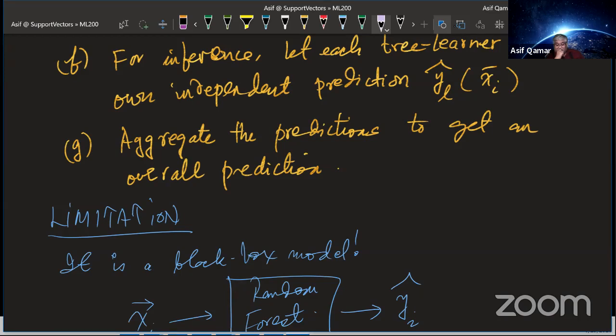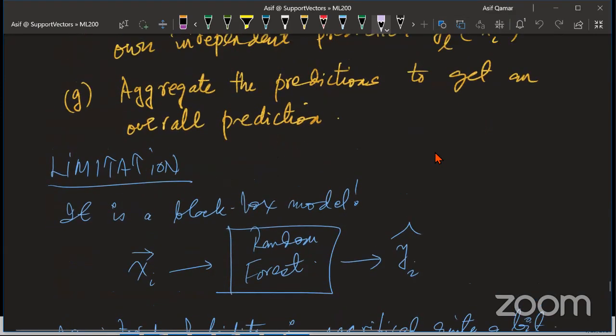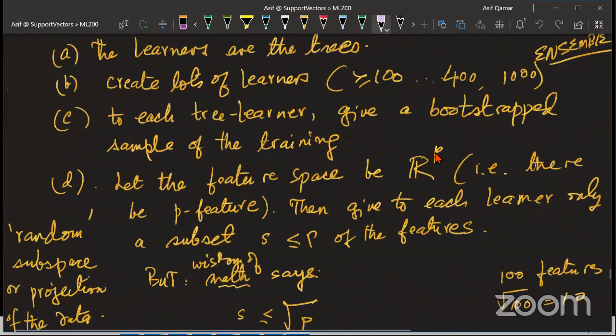I see. So here in random forest, when we say ensemble, it means an ensemble of weak learners using decision trees. Yes, in random forest, because the word forest means a forest of trees, it implies that.